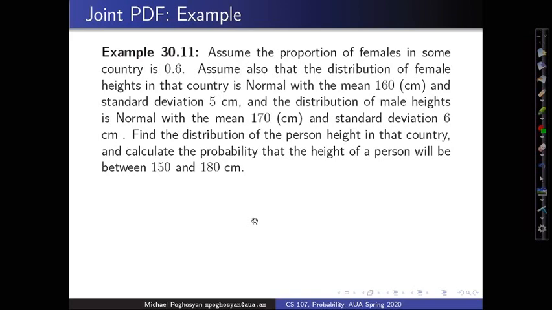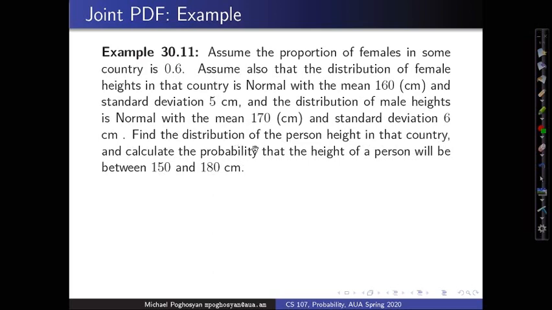By the way, the previous result is very important when talking about mixture distributions. So let me just give the idea of how a mixture distribution can be obtained. Assume that the proportion of females in some country is 0.6. So the probability that a randomly chosen person in that country is female is 0.6. Assume also that the distribution of female heights in that country is normal with mean 160 and standard deviation 5, and the distribution of male heights is normal with another mean, 170, and standard deviation 6. Find the distribution of person height in that country and calculate the probability that the height of that person will be between 150 and 180.